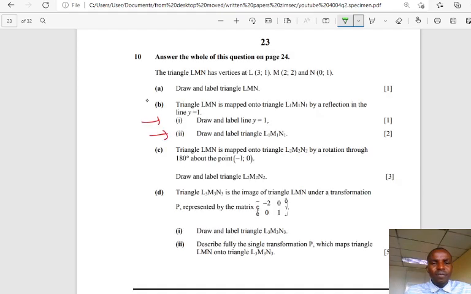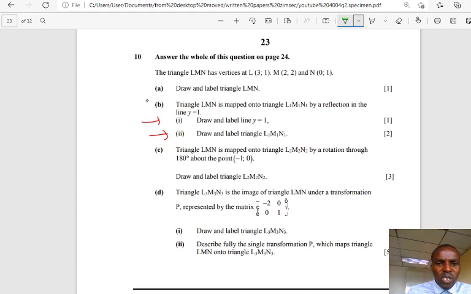Then next question. Triangle LMN is mapped onto triangle L2, M2, N2 by a rotation through 180 degrees about the point (-1, 0). Draw and label triangle L2, M2, N2. Rotation, what you do, first thing you mark the center of rotation. This one is best when you are using your protractor. That's the best. So please just use the protractor.